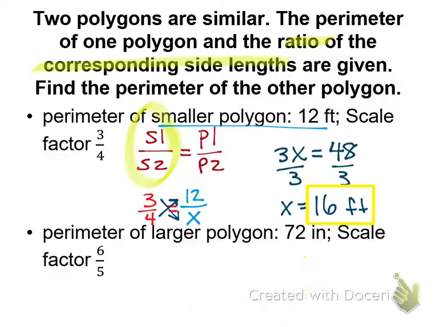All right. The second, we have the perimeter of the larger polygon and a scale factor. Again, our scale factor is 6/5. We're going to use that to find the perimeter. So where am I going to put 72? It's the larger polygon. Is it going to go in the numerator or the denominator? Needs to go across from the larger, so the numerator.